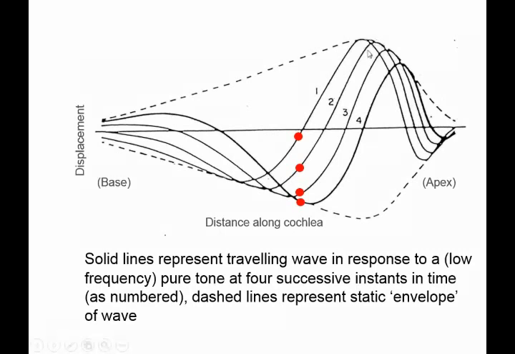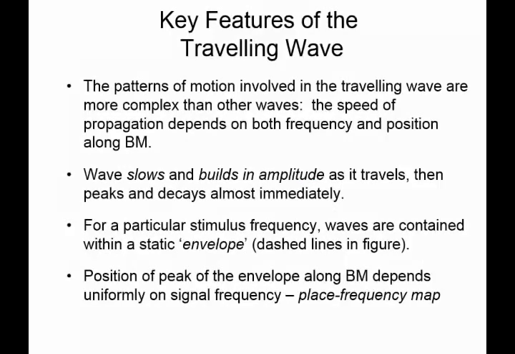The movement of the basilar membrane at different points is called a traveling wave. Here we have uncoiled the cochlea again, from the base to the apex, and we play one specific sound. You can see how at different points in time, 1, 2, 3, 4, this wave leads to different changes of the amplitude of the vibration of the basilar membrane. It's a low frequency sound at four different instances in time. If you look at one point, for example where you see these red dots, you would see the basilar membrane go up and down and up and down.